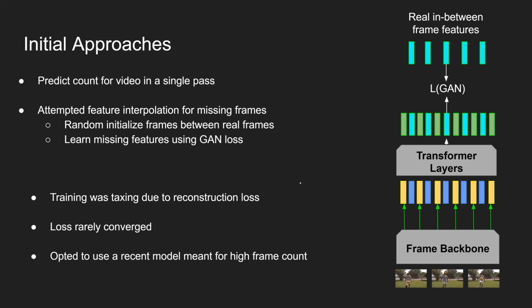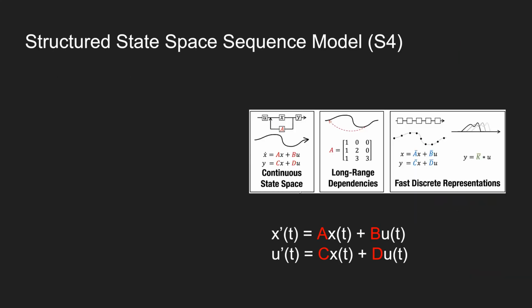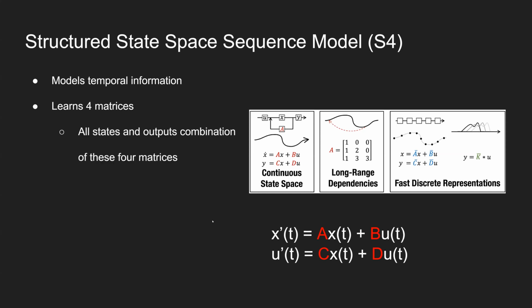So we found something published in NeurIPS 2021 that gave us our solution. And this is structured state space sequence models, which I'll refer to as S4. Essentially, similar to self-attention, it models temporal information. It learns 4 matrices, A, B, C, and D. And all states and outputs can be modeled by these 4 matrices.